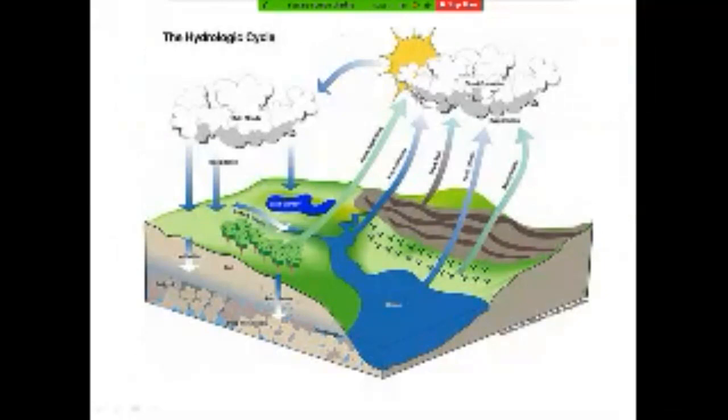Just now we learned transpiration means water from the plants and all the trees. This whole process is called evaporation. So after evaporation, what does it form? The water has gone away. Now cloud formation. After cloud formation, it condenses and it comes to us in the form of precipitation.